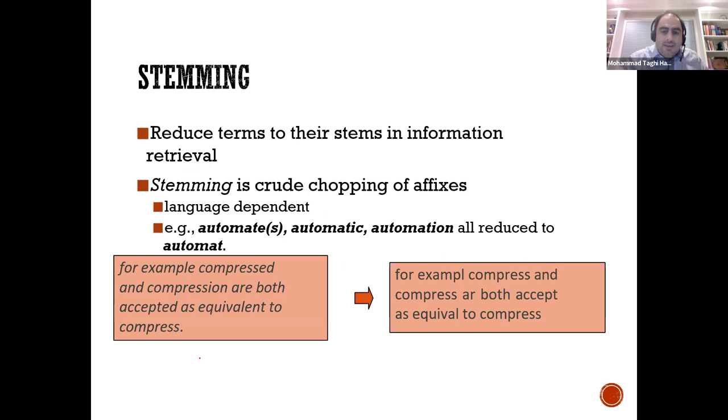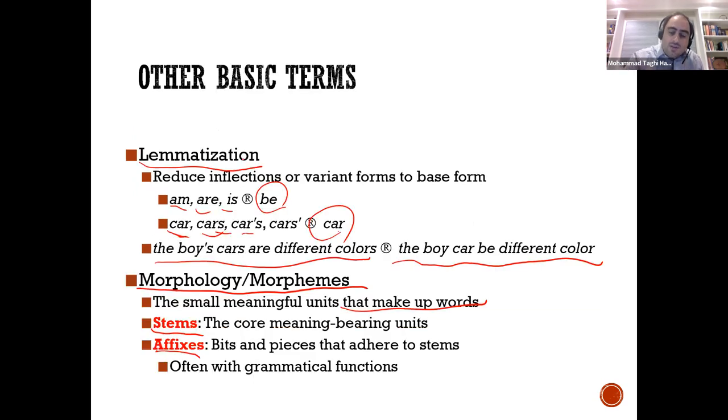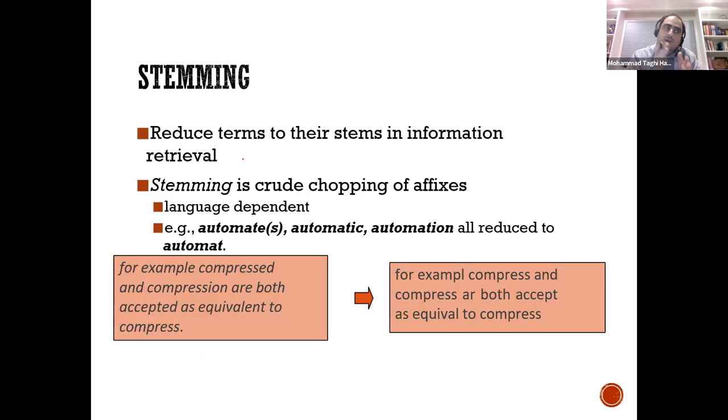So in stemming, this is another thing that we are doing. We try to reduce the terms to their stems, such that we can get a better understanding out of it. This is language dependent, so it would be different. Generally, in some sense you can consider stemming and lemmatization together. You just chop off the affixes and keep the actual root.